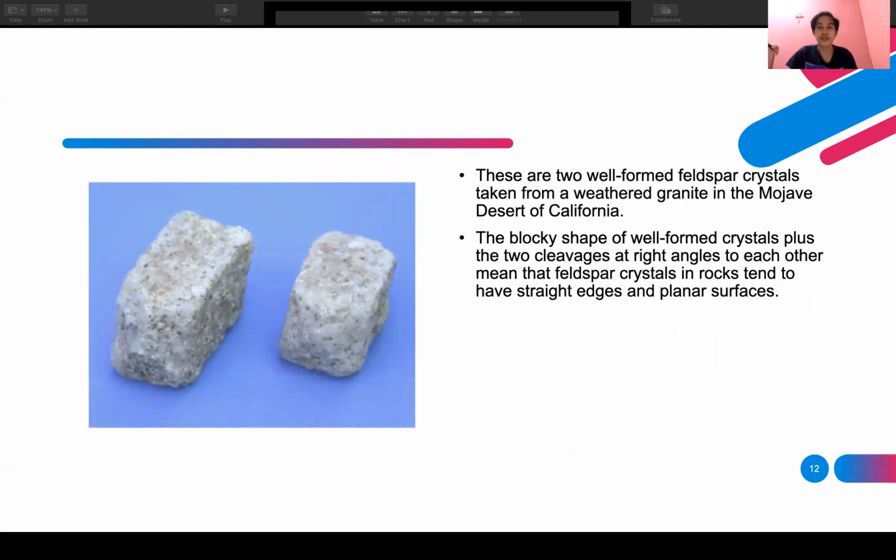These are two well-formed feldspar crystals taken from weathered granite in the Mojave Desert of California. The blocky shape of well-formed crystals plus the two cleavages at right angles to each other mean that feldspar crystals in rocks tend to have straight edges and planar surfaces.